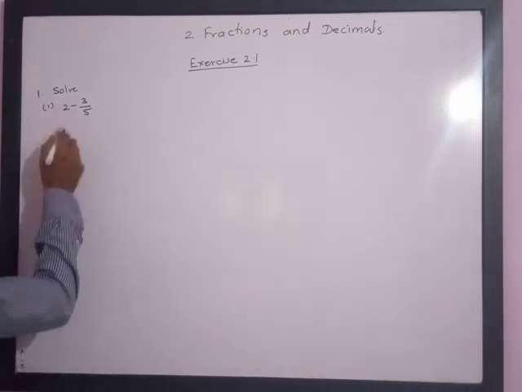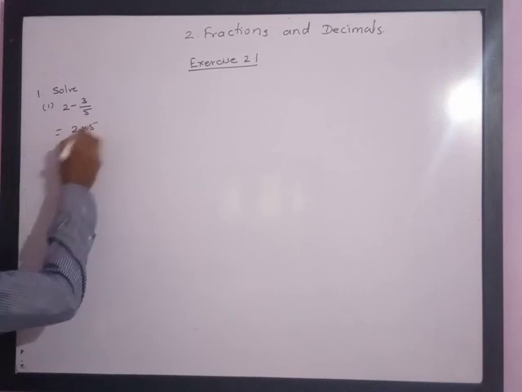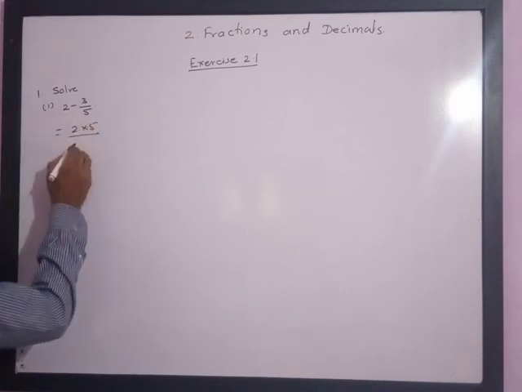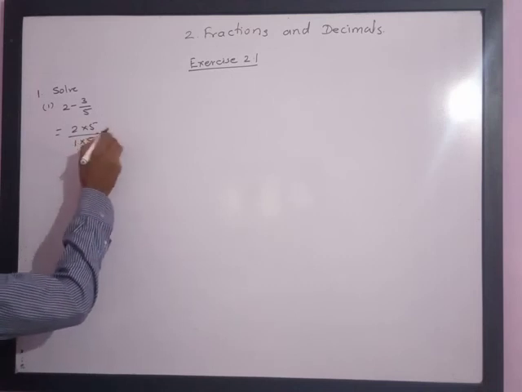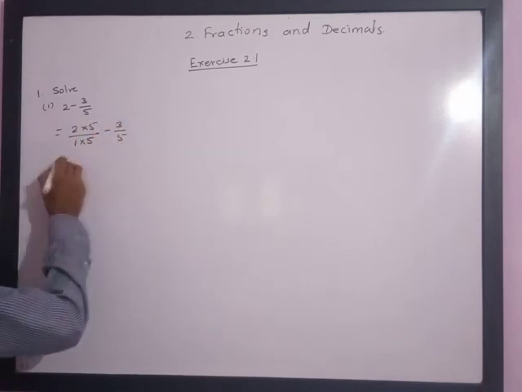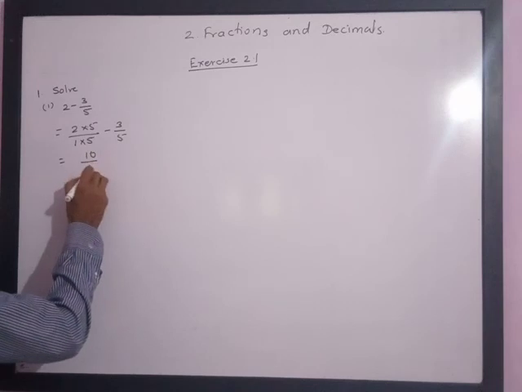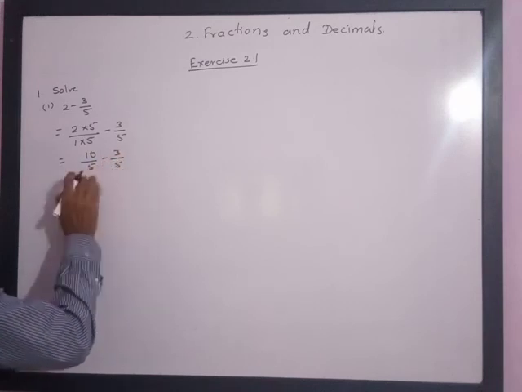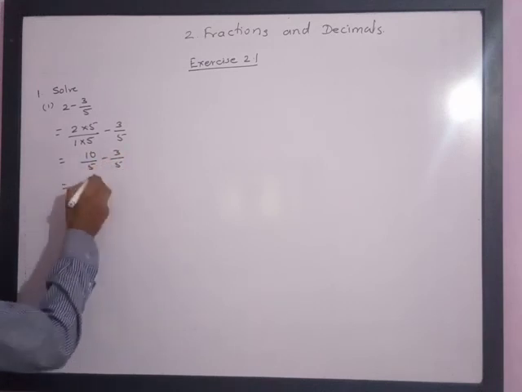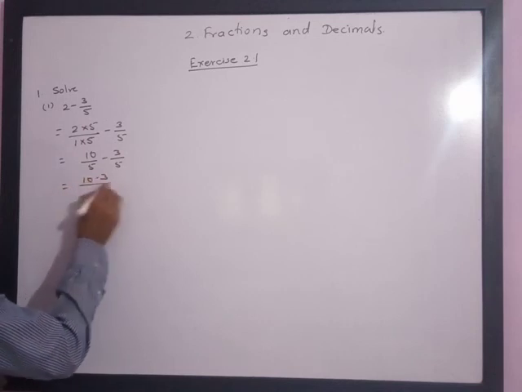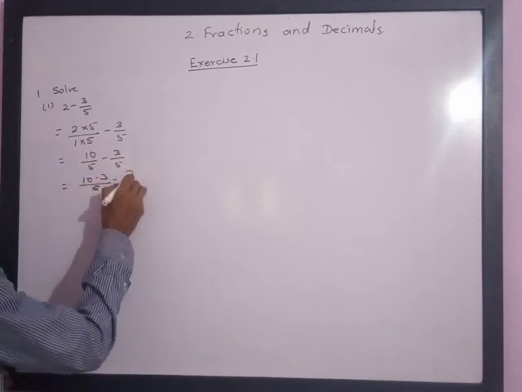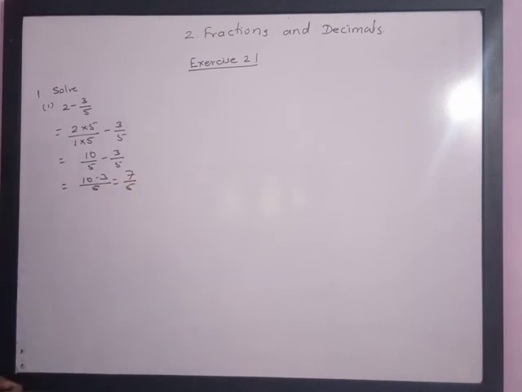So this is equal to 2 multiplied by 5 upon 1 multiplied by 5, because when no denominator is there, it means 1 is there, minus 3 upon 5. This is equal to 10 upon 5 minus 3 upon 5. Now denominators are same, so we can do the subtraction. This is equal to 10 minus 3. Please note denominator we don't subtract, so answer is 7 upon 5.